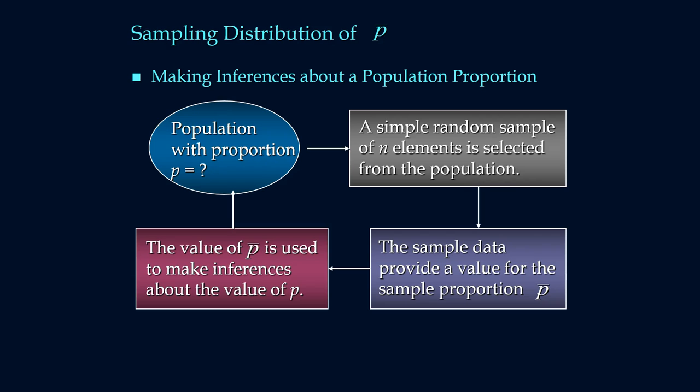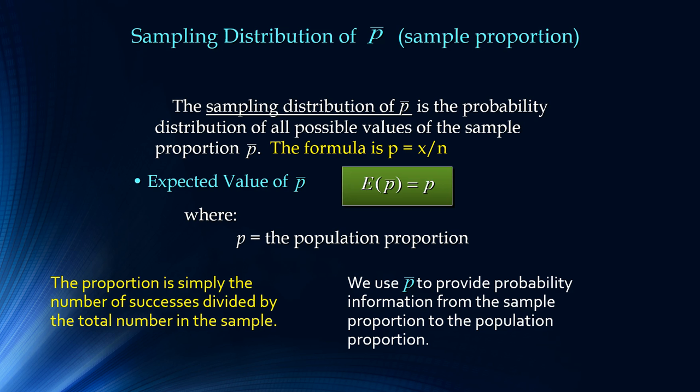Okay. All right. And so again, our sampling distribution of P is the probability distribution of all possible values. The formula is simply taking your X divided by N. N is the sample size, and X is the number of elements in the sample that possess the characteristic we're interested in. So X would be yes. X would be no, if that's what you're interested in. The proportion is simply the number of successes divided by the total number in the sample. This makes really good sense to us.